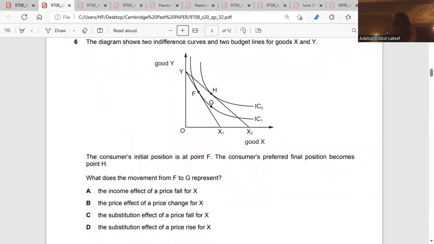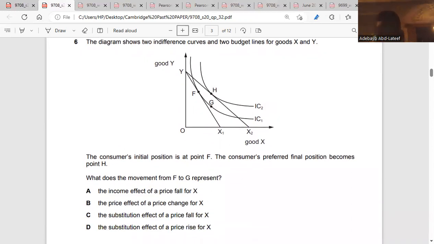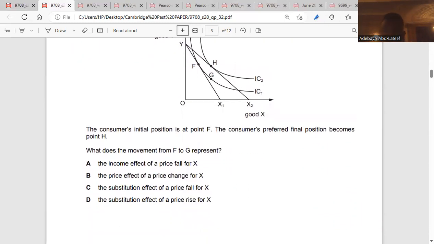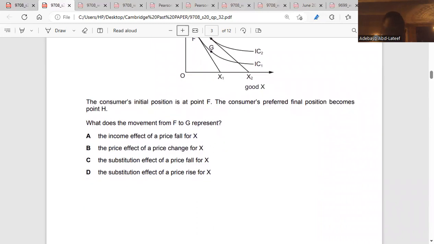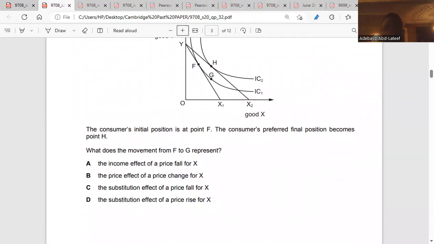The diagram shows two budget lines for good X and good Y. So there's a substitute here. For a substitute product, the price of one product has changed relative to another. That is what we call substitute. They said the consumer's initial position is at point F. The consumer's preferred final position becomes point H. If the final position is at point H, that means a rightward shift, which is based on income.